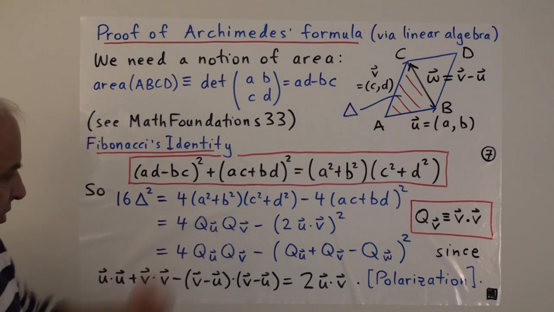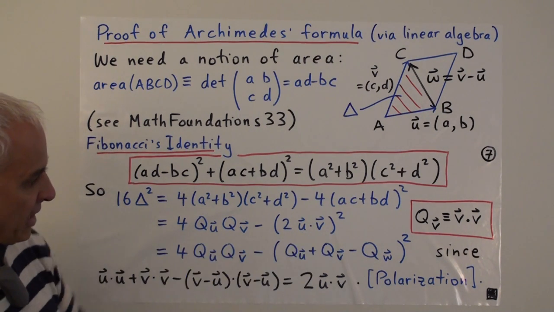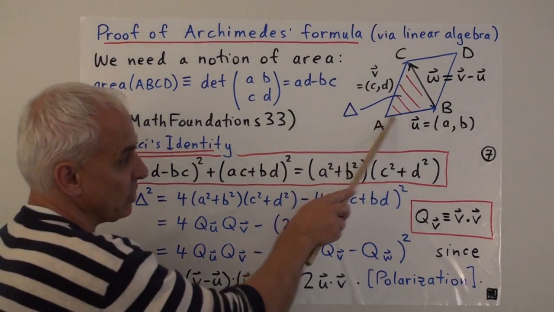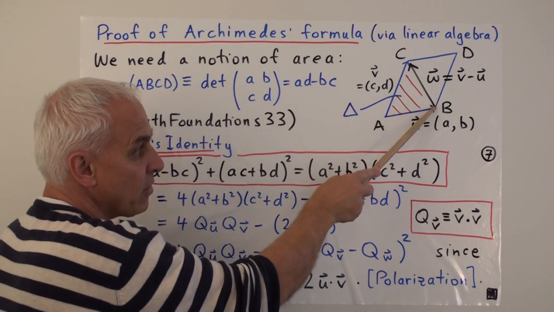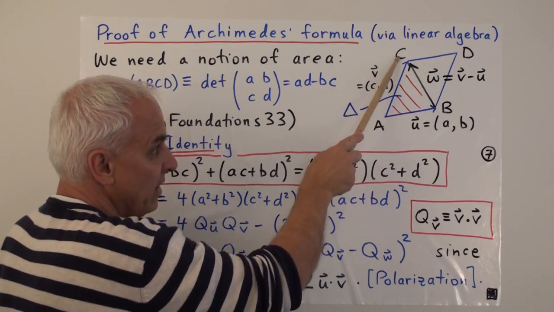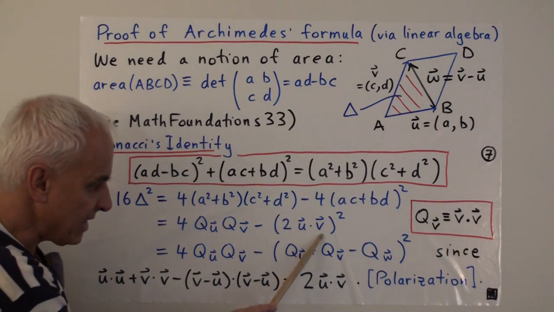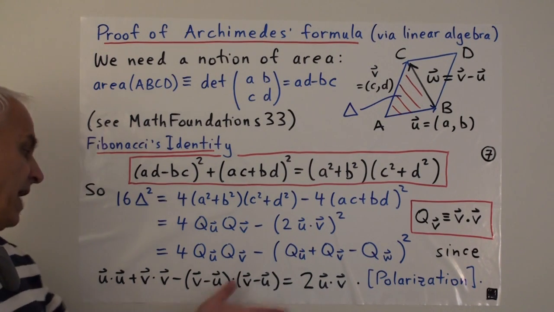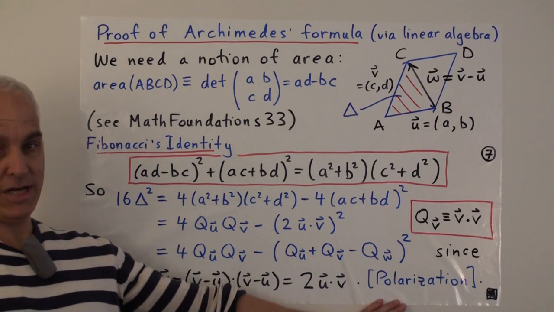Okay, it's getting pretty close to Archimedes' formula, and all we need to do now is observe that we can write what's inside here, this 2u dot v, in terms of the quadrances of the three vectors u, v, and w, which is the vector going from B to C here. So the vector w is the difference between the vector v and the vector u. It's v minus u. So why is this equal to this? Well, it's because of this very important identity in linear algebra, sometimes called the polarization identity.